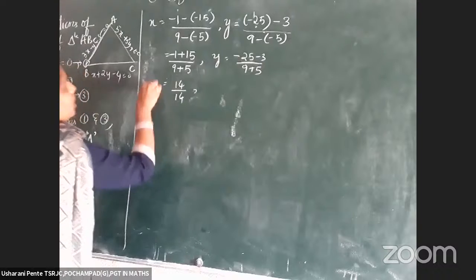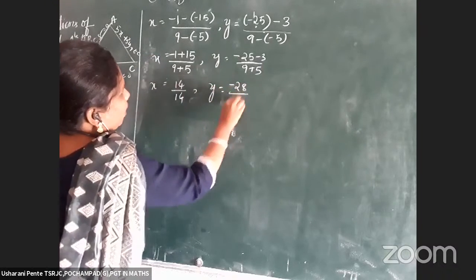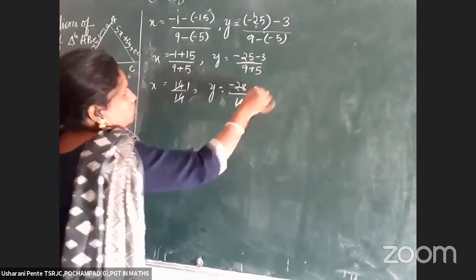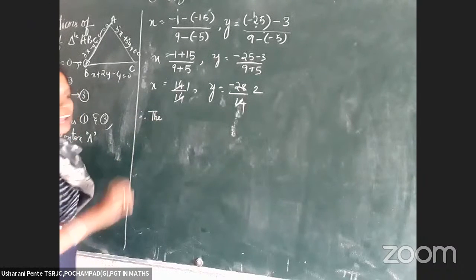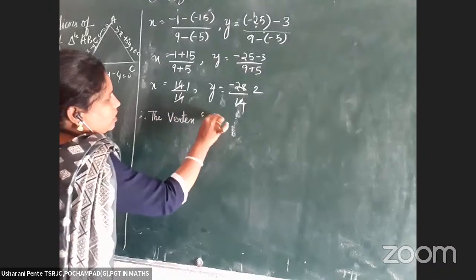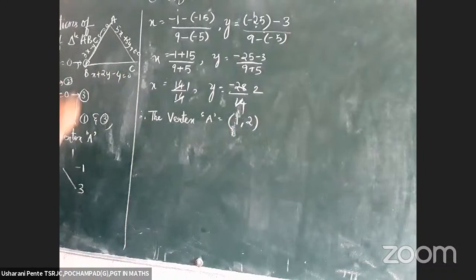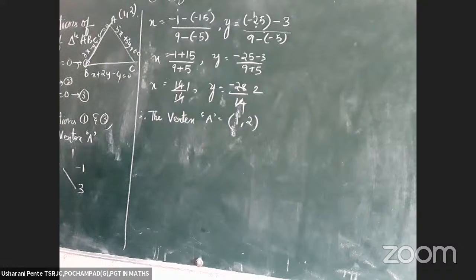And this x is equal to how much? 14 by 14, while y is equal to -28 by 14. So 14 ones are 14 and 14 twos are 28. Therefore, which vertex have we found? We have found the vertex A. Therefore, the vertex A is equal to how much? 1, 2. So we got one vertex and that is 1, 2.